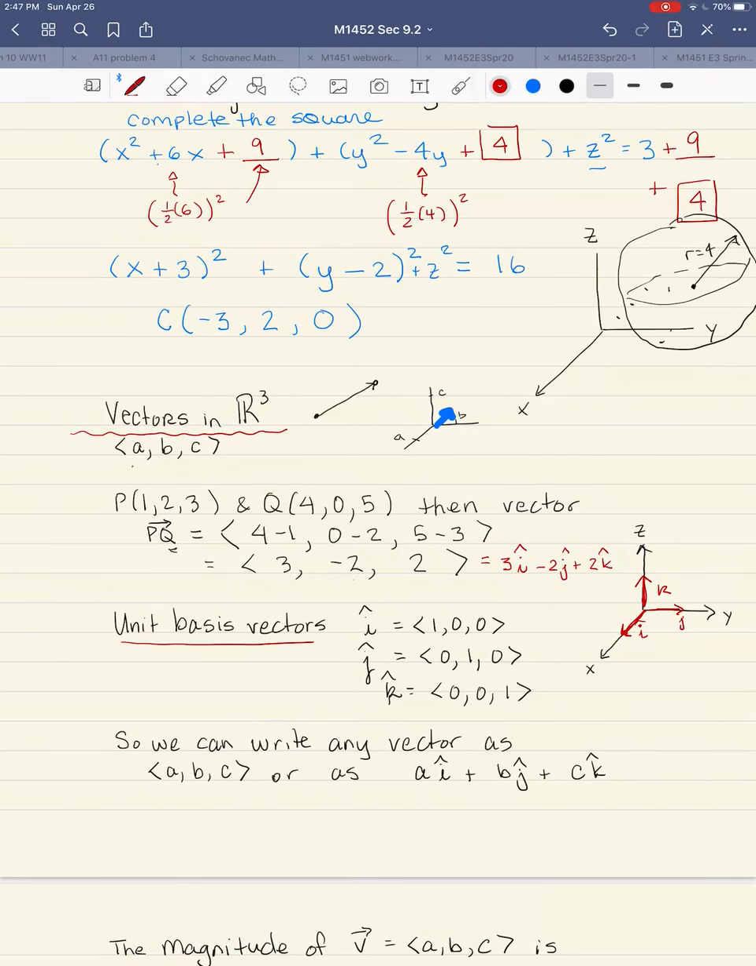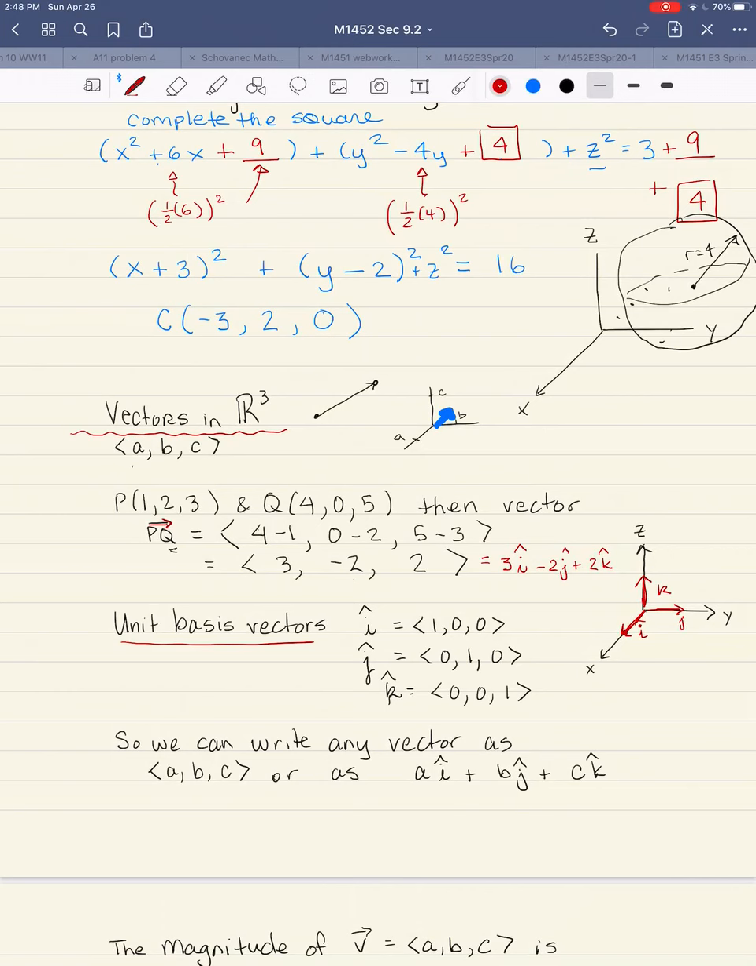So we have 2 different ways that we can write vectors, with the sharp brackets or with the i, j, and k notation. I'll try to put the vector symbol above it if I'm using a variable. Your book will use boldface print to denote a vector.